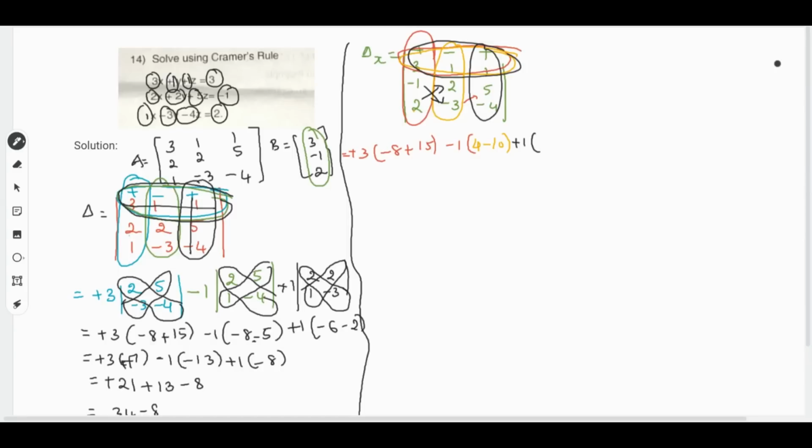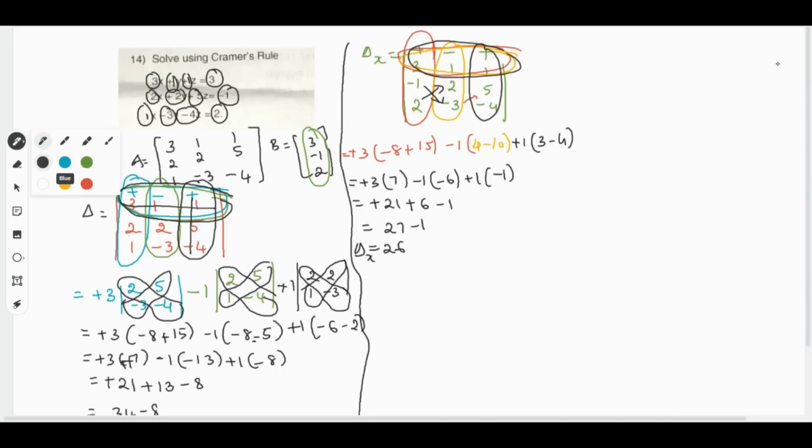Then next one, if you take the third one, it will be plus 1 into this, cross multiply. Minus into minus plus. 3 ones are 3, minus 2 2s are 4. So if you simplify, plus 3, 15 minus 8 is 7, minus 1, 4 minus 10 is minus 6, plus 1, 3 minus 4 is minus 1. So it will be 7 3s are 21, minus into minus plus, 6 1s are 6, minus 1. So it will be 27 minus 1 is 26. So delta x will be 26.